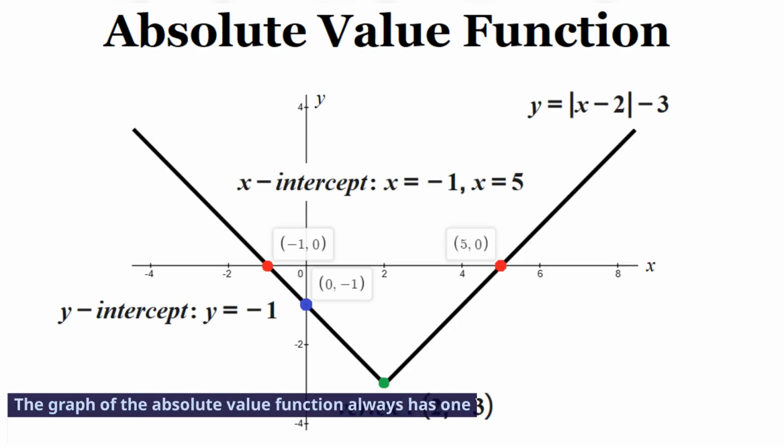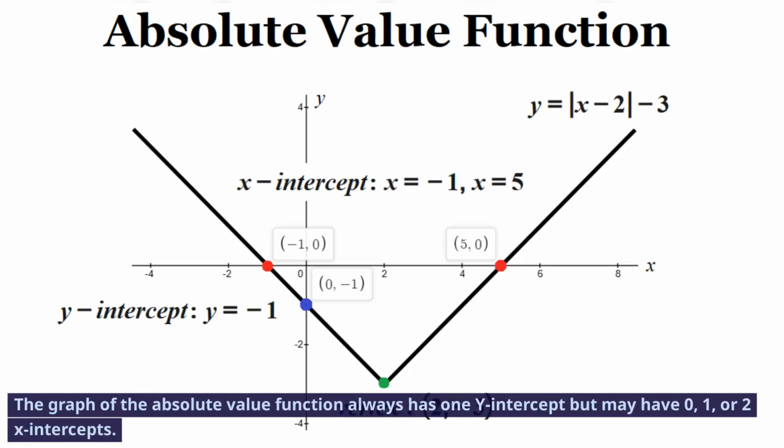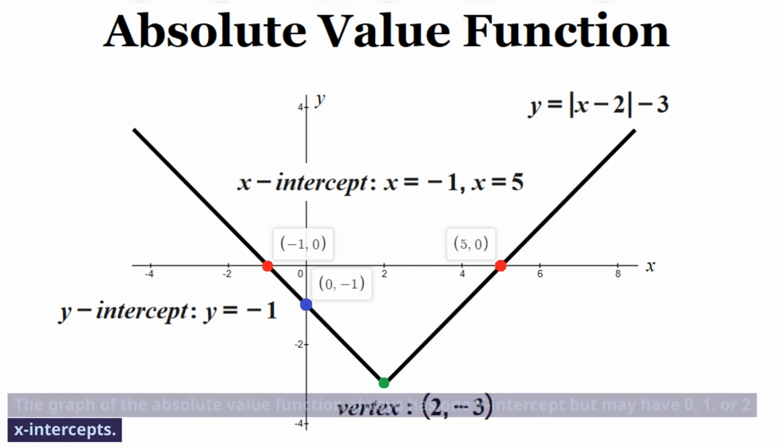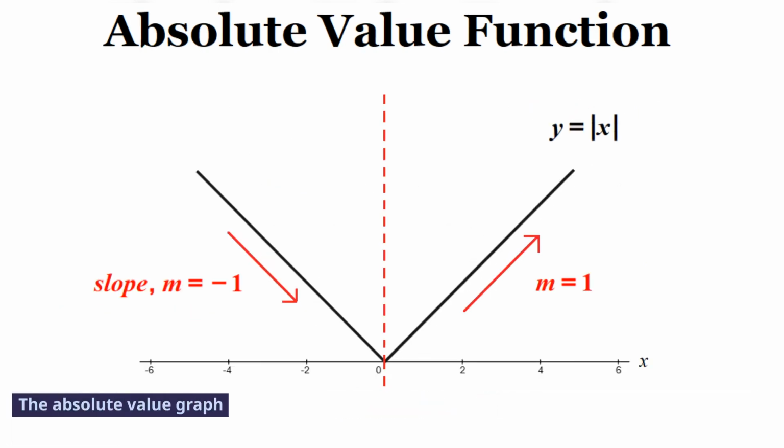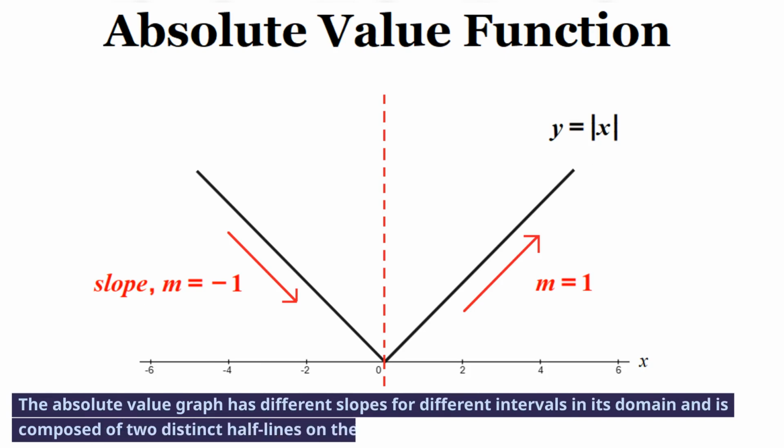The graph of the absolute value function always has one y-intercept, but may have 0, 1, or 2 x-intercepts. The absolute value graph has different slopes for different intervals in its domain, and is composed of two distinct half-lines on the left and right of the vertex.